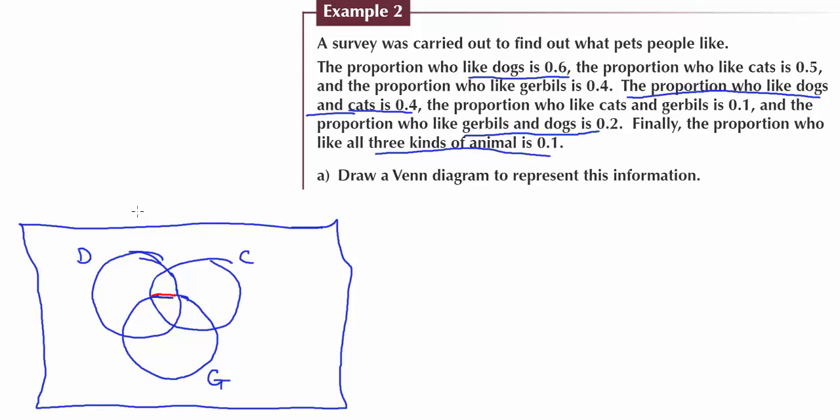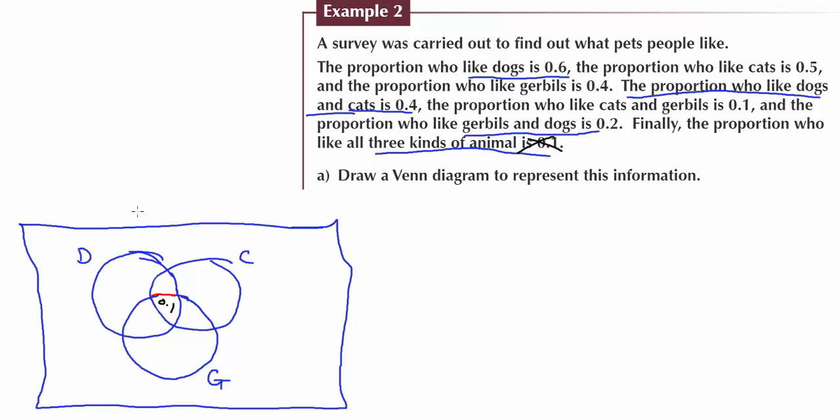There's this area which is the only area which overlaps every single one. So this area literally means they like dogs, cats, and gerbils. They've specifically told me that's 0.14. So finally in this question, I can actually put a number down for the first time. This is 0.1. This starts leading to a domino effect. Now I can figure so many things out. So I'm done with that, so I might as well cross that out.